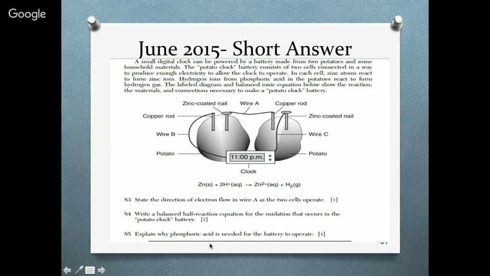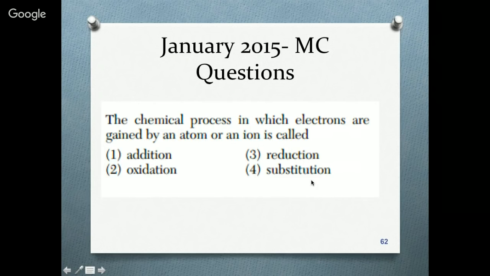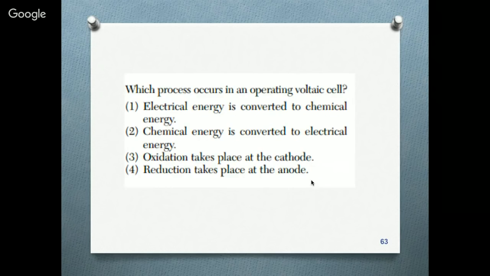85, explain why phosphoric acid is needed for the battery to operate. If you notice, this is a voltaic cell and there's no salt bridge. So you could have mentioned that phosphoric acid is needed because you need an electrolyte or some type of salt to keep the cell functioning. You could have also talked about how phosphoric acid provides the hydrogen ions that are then going to be reduced in this reaction.